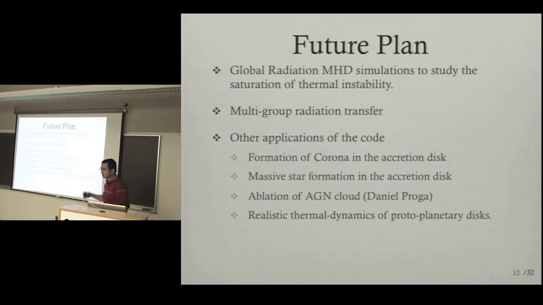Because this is a general purpose radiation MHD code, it can be used to study many problems. For example, right now we study that we can actually form the corona, a high temperature corona, in the accretion disk. We can also use it to study massive star formation in the accretion disk and the ablation of the Giant Molecular Cloud. We are working on this with Daniel. It also can be used to study the thermodynamics of the protoplanetary disks. Just many things that we cannot do right now, and this is a possible future collaboration of this code.